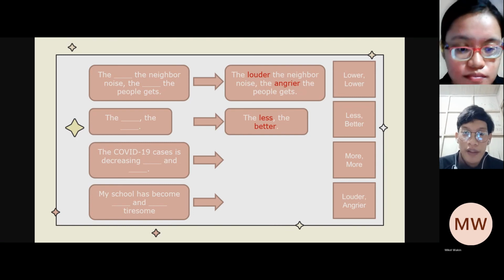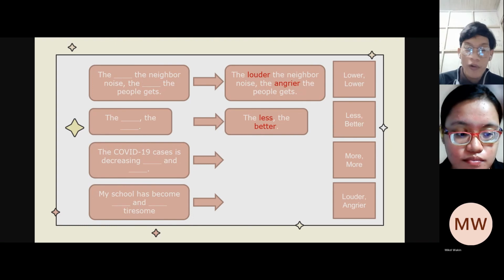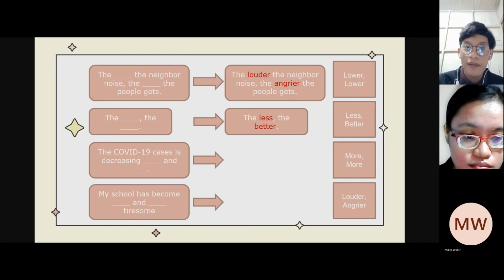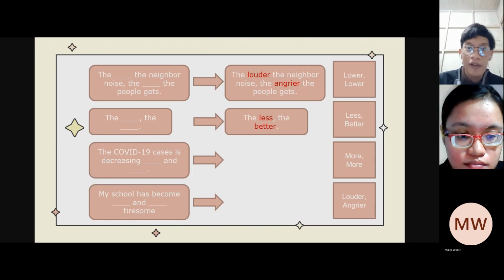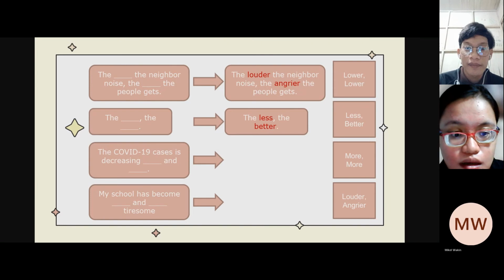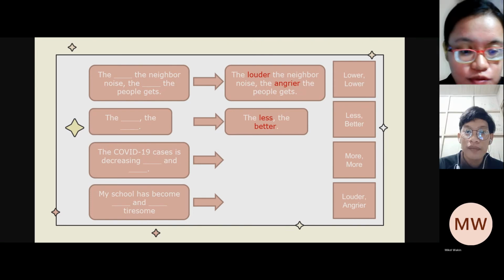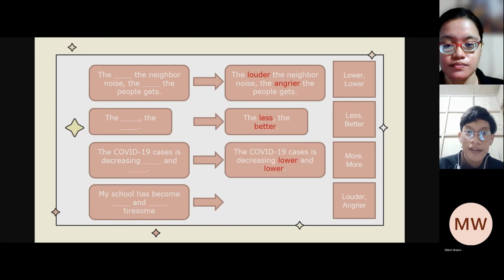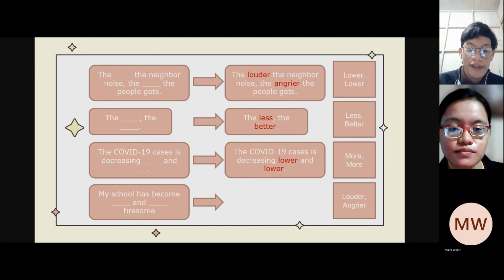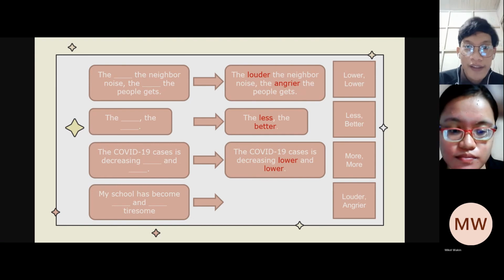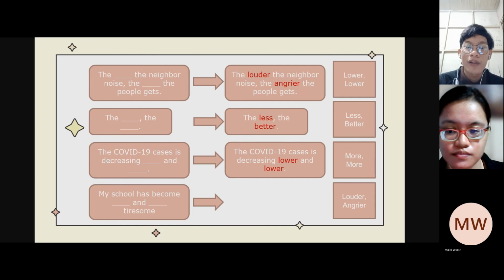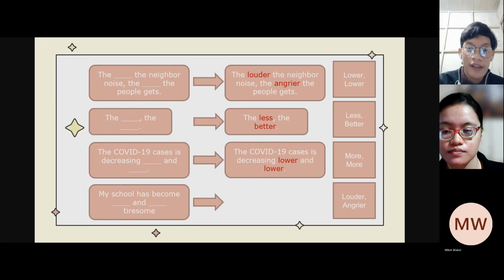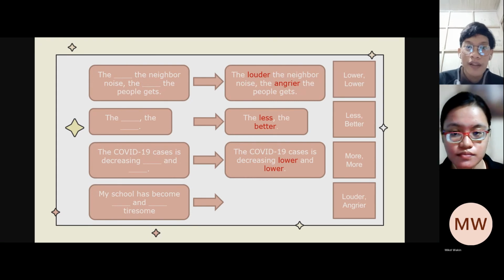How about the third one? Allow me to read it. The COVID cases is decreasing blank and blank. What do you think its missing comparative expression is, Miss Salget? I think my answer would be lower and lower, po. Let's check if you are right. And yes, you are right. Our sentence here is, the COVID-19 cases is decreasing lower and lower. Well done, Miss Salget. Now let's move on to our last example.